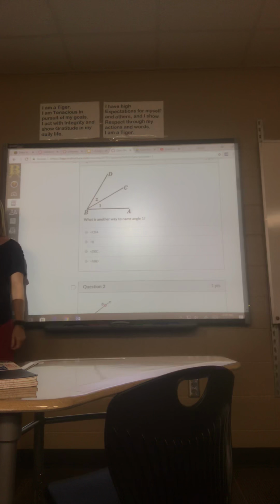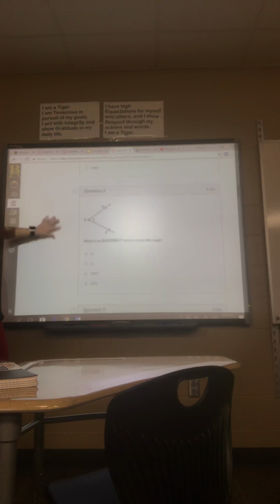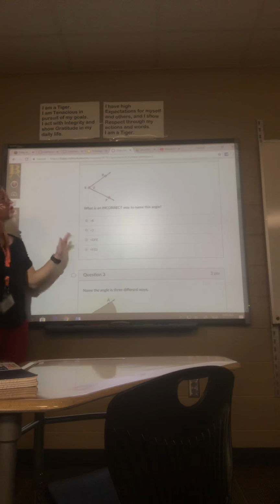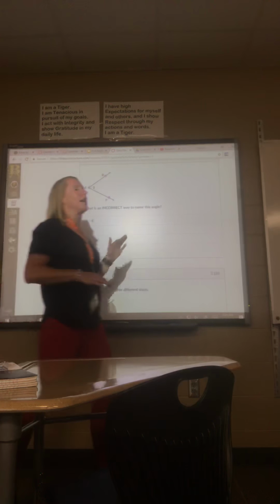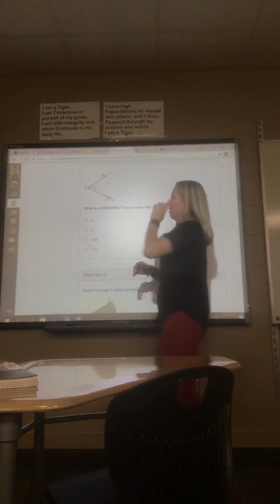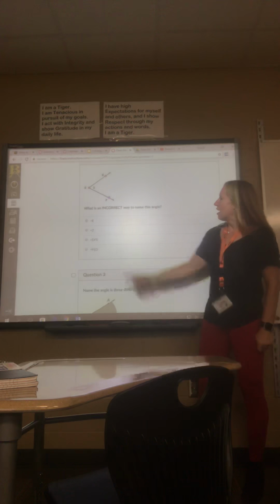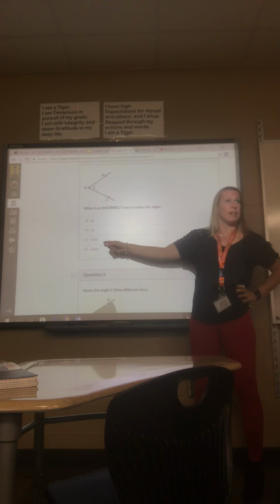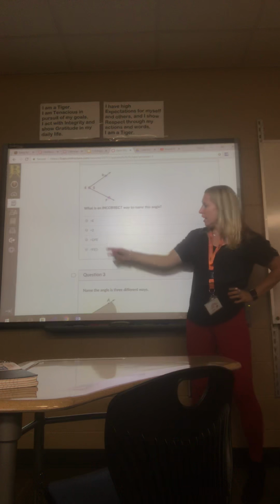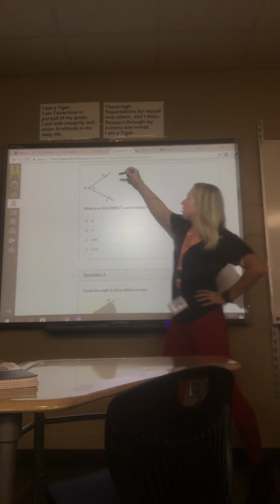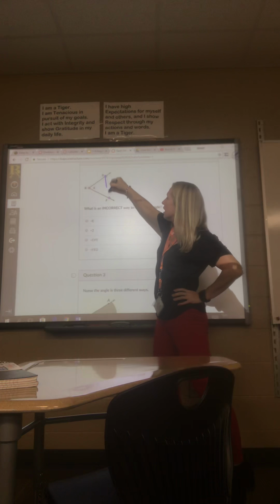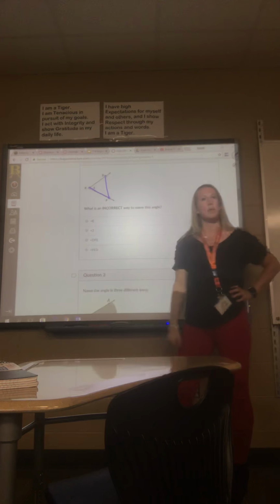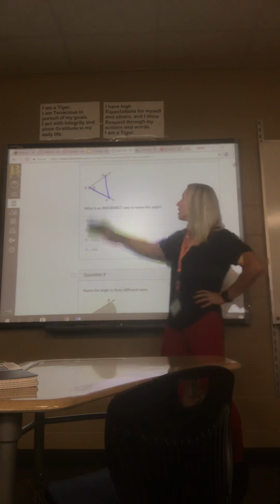Is everybody okay on that? Yeah. Okay. Which is an incorrect way, a way that you cannot name this angle? DFE. Why can I not name it DFE? Because E is in the middle. Because E needs to be in the middle. DFE would look like this. So that would be the wrong angle. So DFE is incorrect.